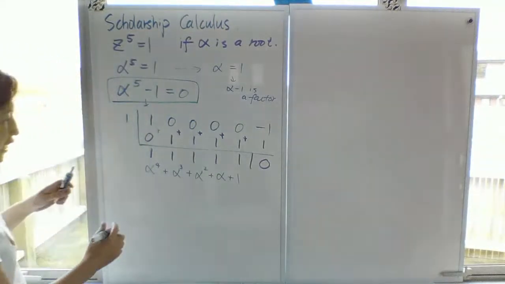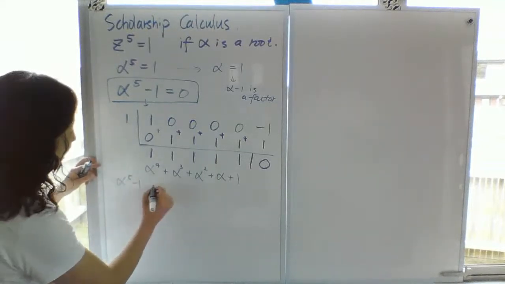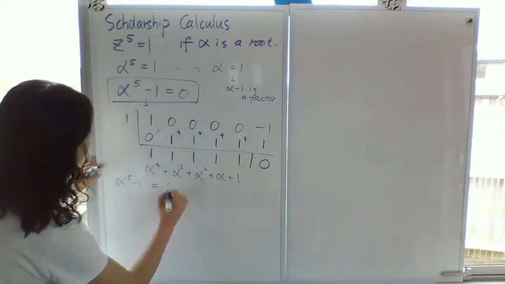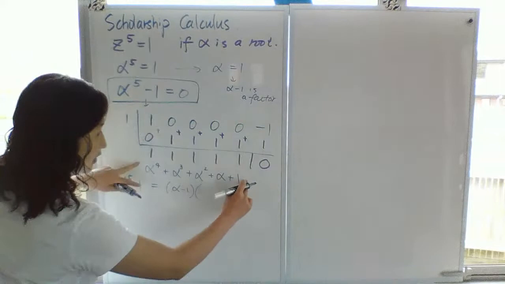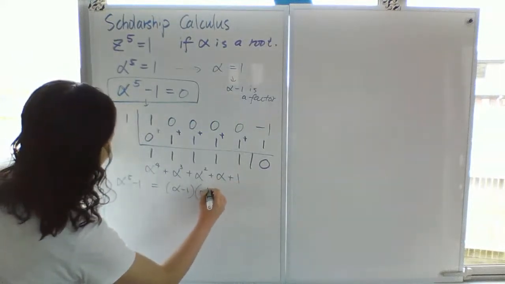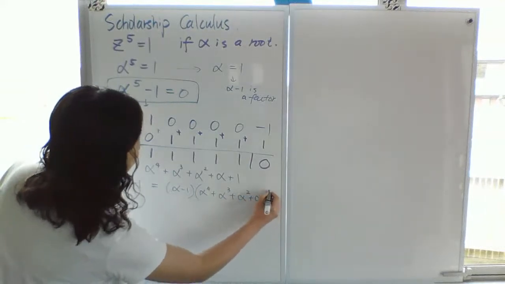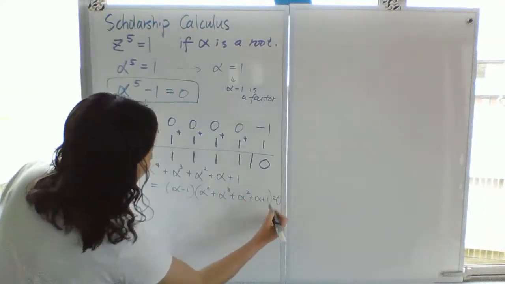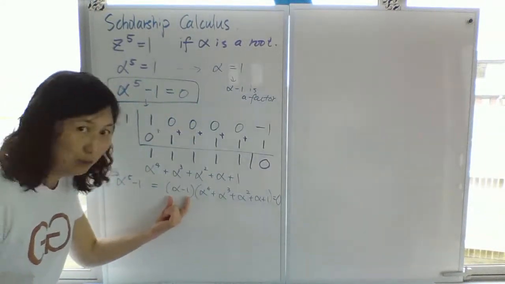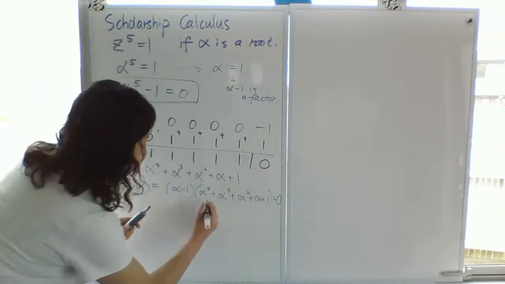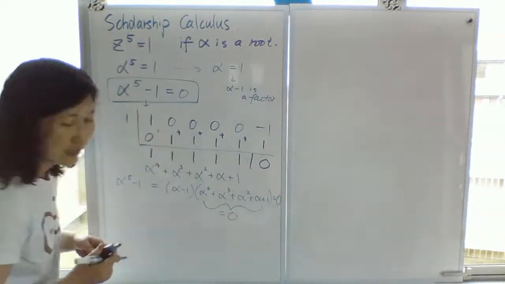Now from here, what we can see is alpha to the power of 5 take away 1 is equivalent to alpha take away 1, which is the factor that we got here, multiplied by this whole thing, which is alpha to the power of 4 plus alpha to the power of 3, alpha to the power of 2 plus alpha plus 1, is equal to 0. Okay, so if we say that alpha take away 1 is not 0, then this whole thing is equivalent to what? This is also equal to 0.